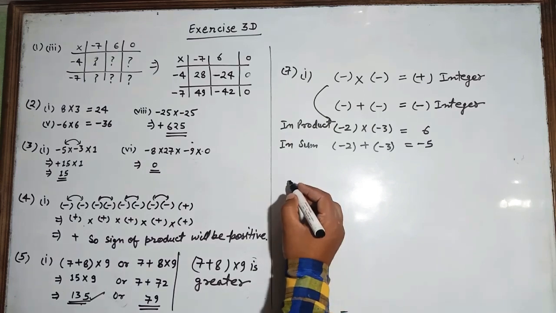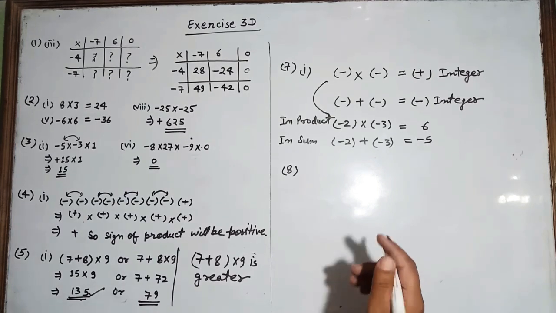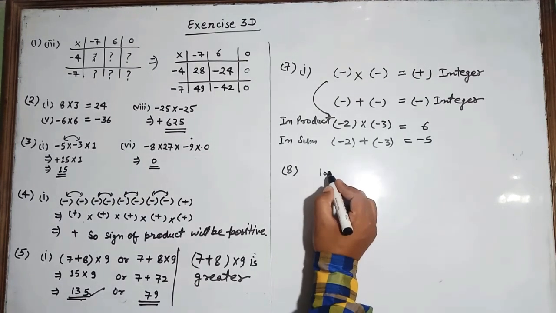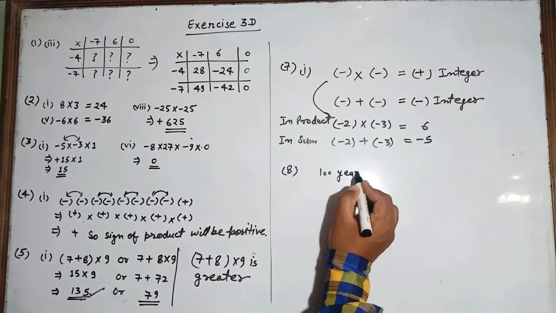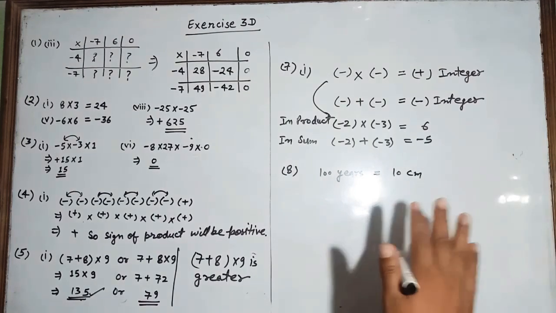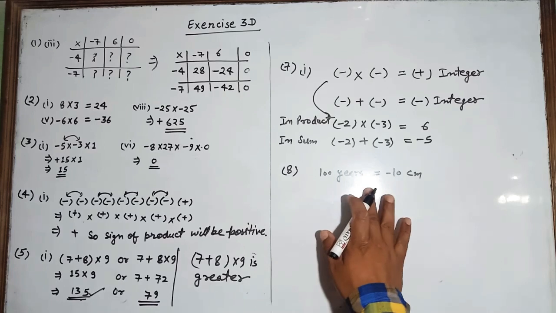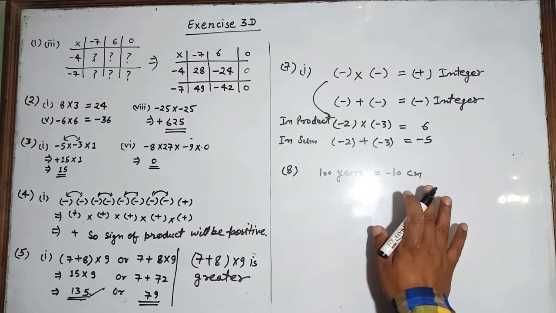Come to question number 8. The Atlantic Ocean is sinking about 10 centimeter every 100 years. You know that in 100 years it is sinking 10 centimeter. Sinking means going down, so a negative sign will be here. So in 100 years it is sinking -10 centimeter.